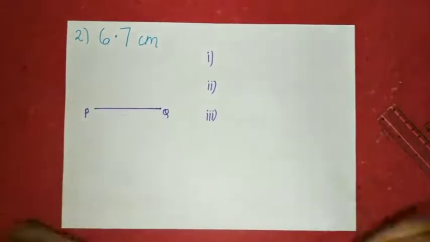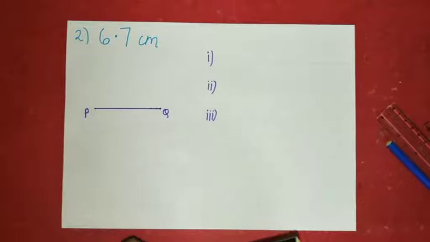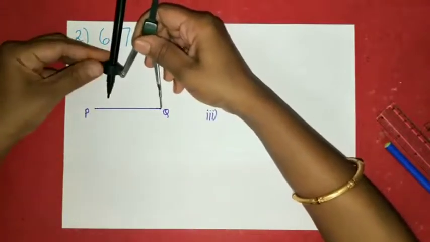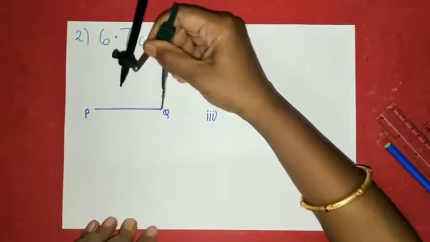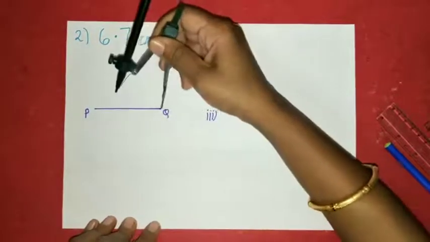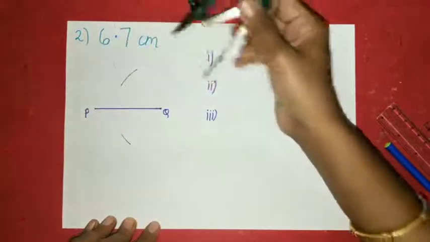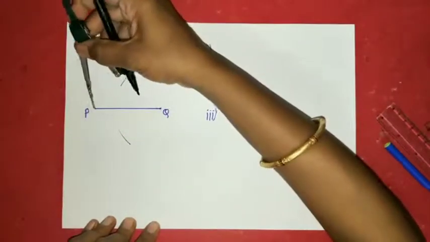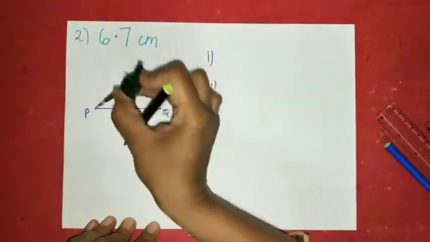Now we have to draw the perpendicular bisector. Again the same thing. Take the measure greater than half. All of you see here, this is the measure greater than half. Give the arc above and below the segment. Now without changing the measure, give the arc above and below the segment from vertex P.